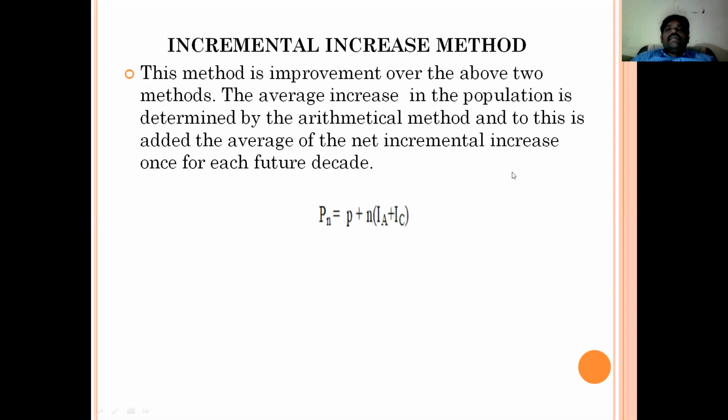And the next one is the incremental increase method. This method is an improvement over the above two methods. The average increase in the population is determined by the arithmetical method, and to this is added the average of the net incremental increase once for each future decade. Simple, nothing is there here.